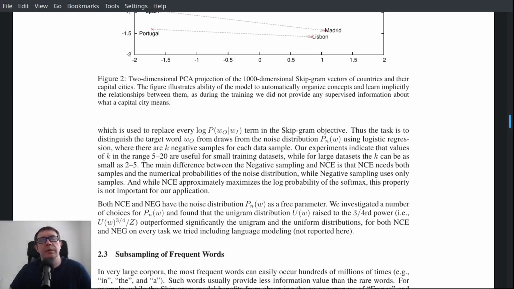Next thing of note is that in this final paragraph here, it says both NCE, noise contrastive estimation, and NEG, the negative sampling, have the noise distribution Pn(w) as a free parameter. So they did some basic studies and found that raising the frequency to the 3/4 power actually does the best. And that's kind of interesting.